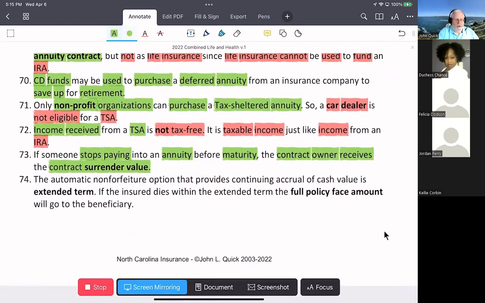All right, now the automatic non-forfeiture option that provides continuing accrual of cash value is, now this is a typo. It's not extended term. It's reduced, paid up.